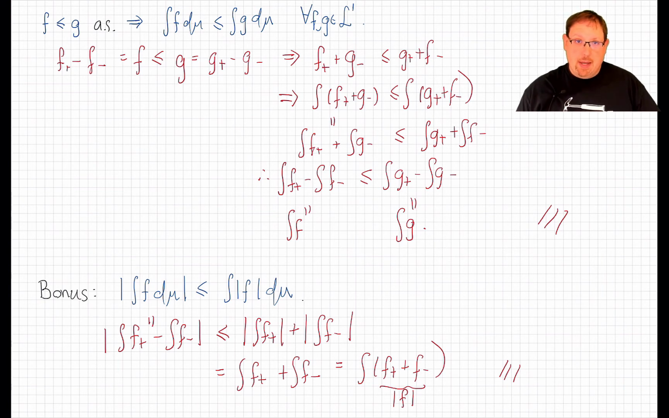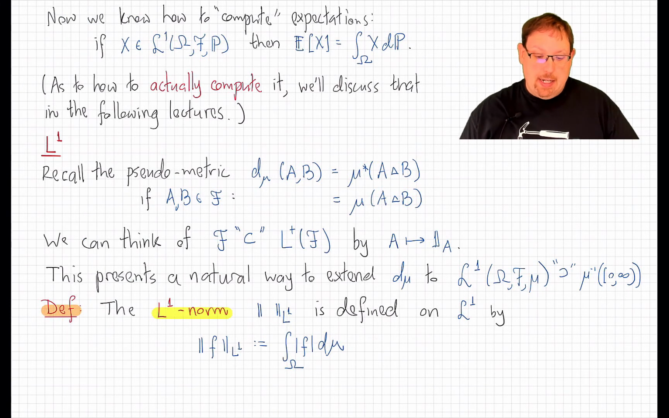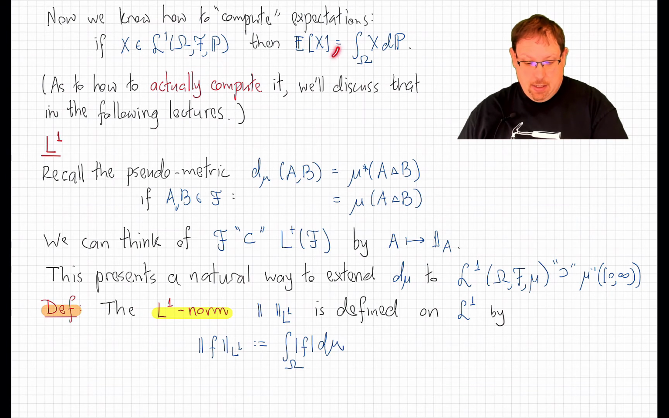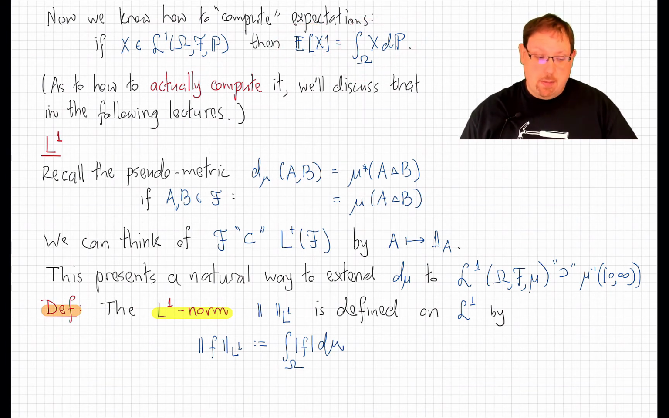So that's the Lebesgue integral, and now we know how to compute expectations of random variables. If X is a random variable in a probability space, if it happens to be L1, then its expectation is defined to be the integral of X with respect to the probability measure. Wonderful.